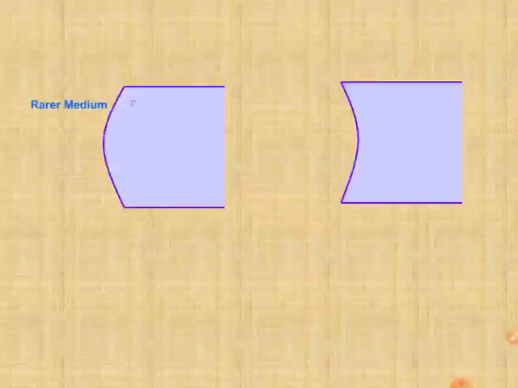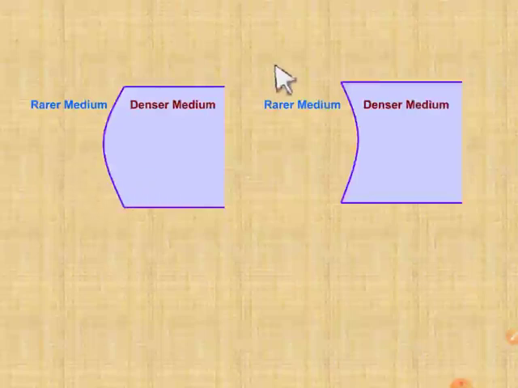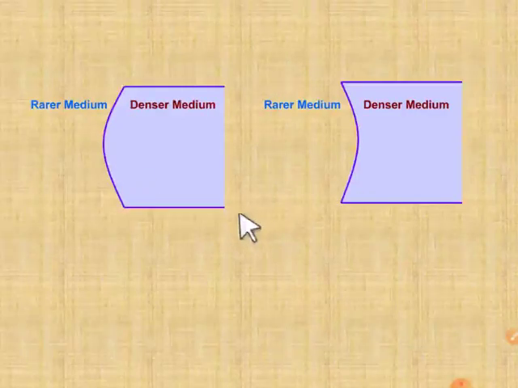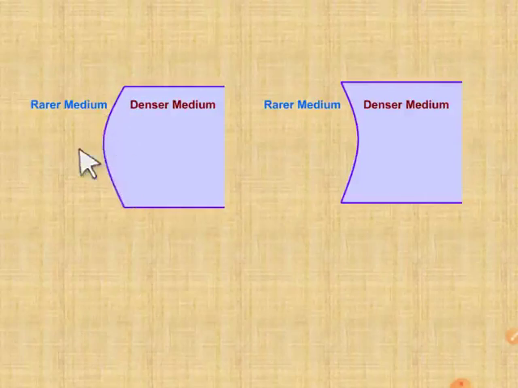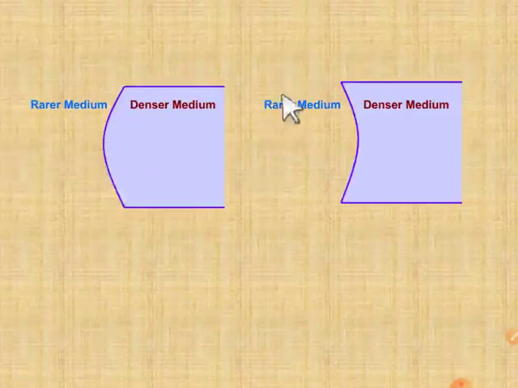So let's see those different media here. We are taking two figures here. One has a convex surface, that means bulging outward toward the rarer medium, so you can also say convex toward the rarer medium. This side is the rarer medium, so we call this a convex refracting surface, and this is concave toward the rarer medium, so it is known as a concave refracting surface.